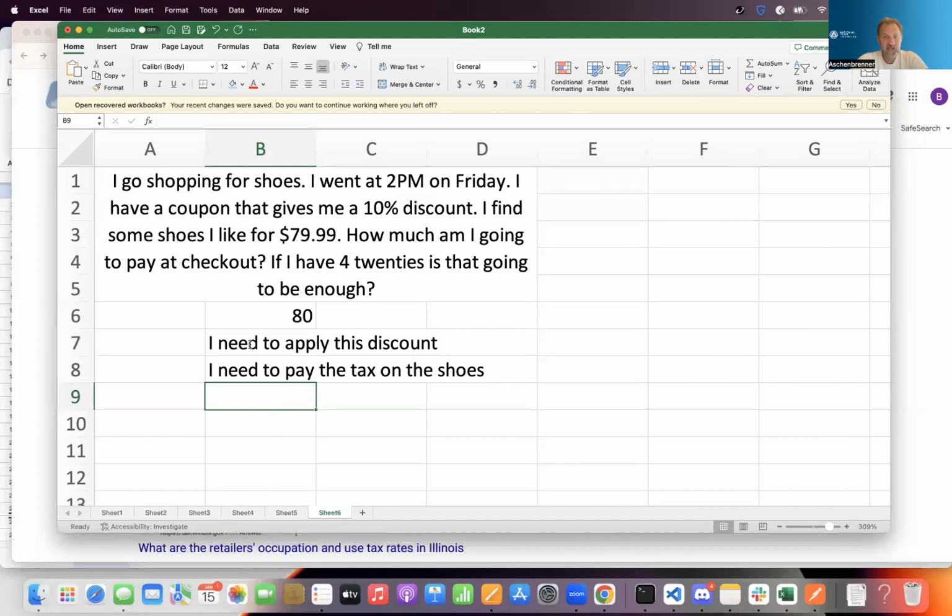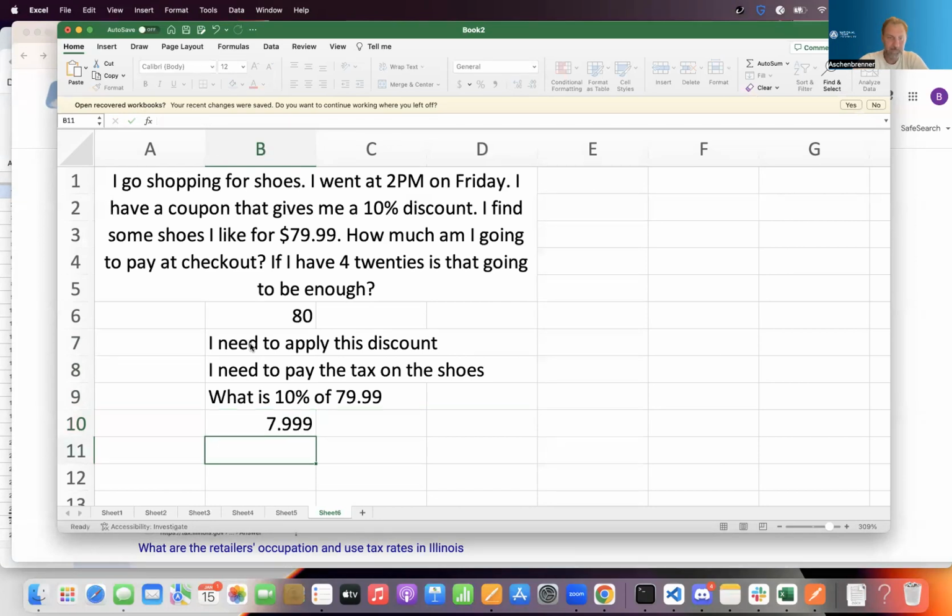All right, 10% discount. So I could be asking the question, what is 10% of $79.99? Because that would tell me how much the discount is, and I can take it off the price of the shoes. So I know that I need to turn it into a decimal, 0.10, and then multiply by 79.99, and I get 7.99. If I'm going to round it, I'm going to say I get a discount of $8.